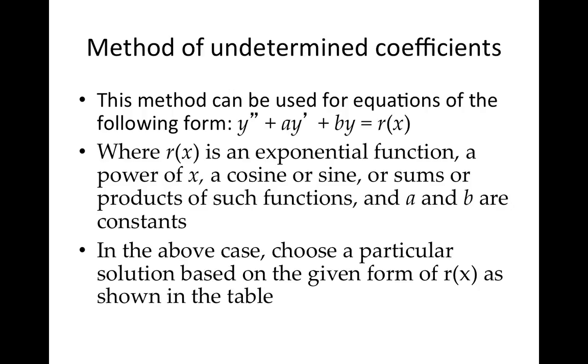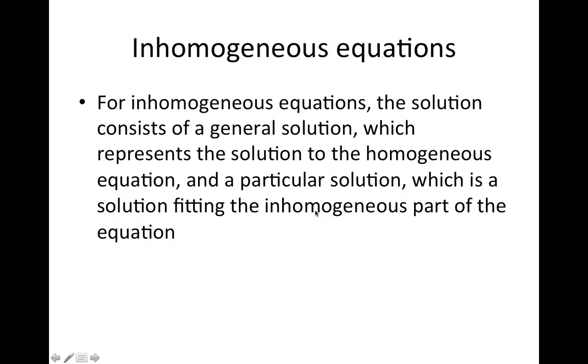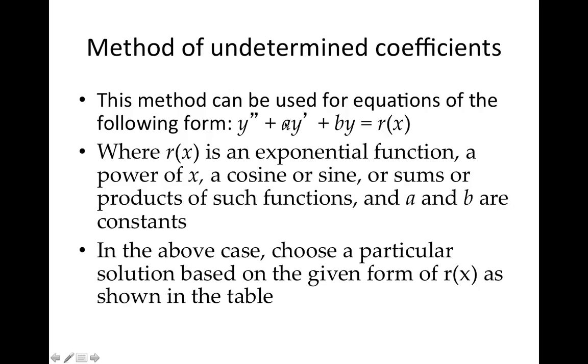Also, notice that R(x), there are some limits on the kind of function that R(x) can be. R(x) can be an exponential function, it can be a power of x, it can be a sine or cosine, or it can be sums or products of any of the above. So those are the limits of what a, b, and R can be. So the approach here is going to be, first of all, to find the solution for the homogeneous part of the equation by setting R(x) equal to 0. And then we find a particular solution that comes from whatever the given form of R(x) is.